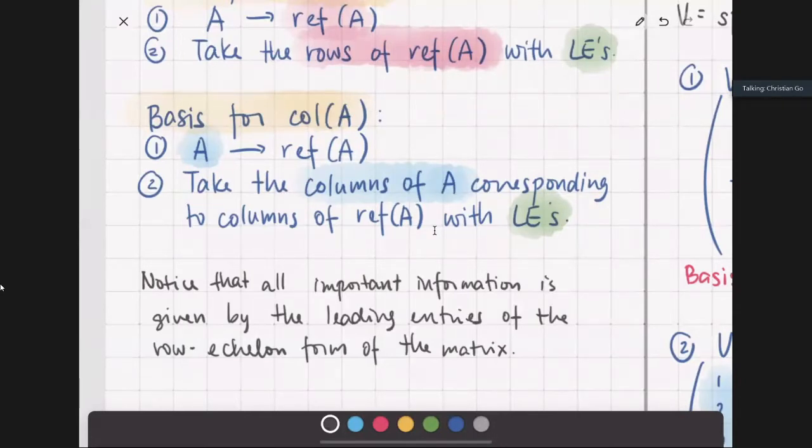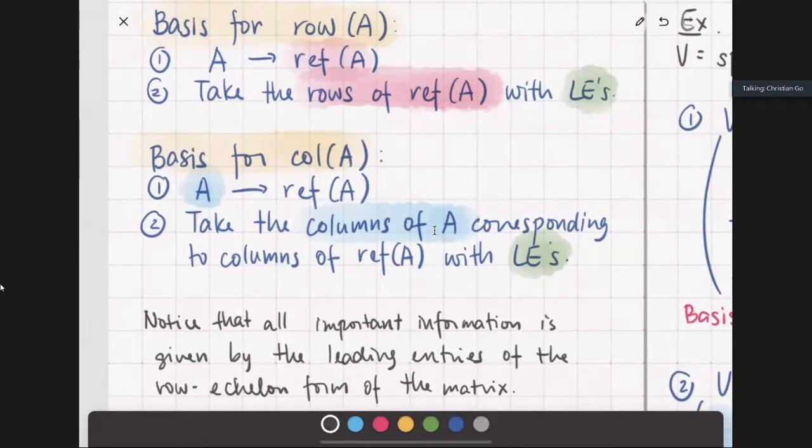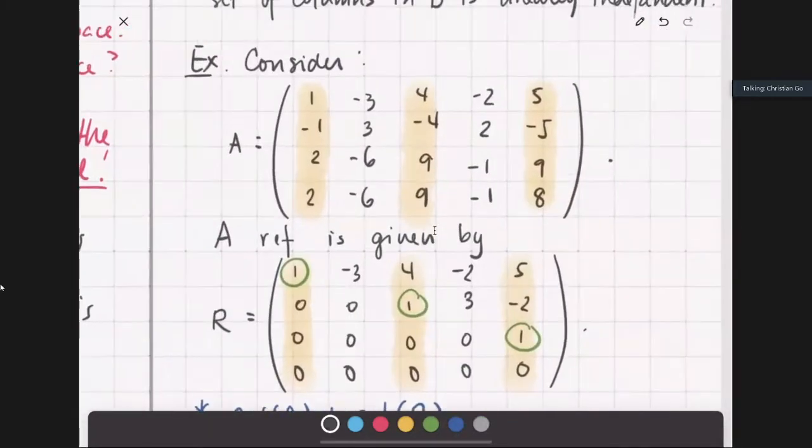So, question. How many basis vectors will there be for the row space? The number of rows with leading entries. How many basis vectors will there be for the column space? The number of columns corresponding to columns with leading entries. Also the number of columns with leading entries. So in this case, let's see this. How many basis vectors do we spot for the column space? 3, because there are 3 columns with leading entries.